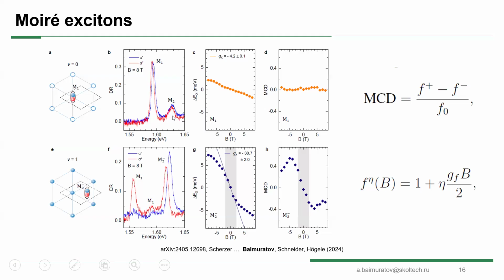Here everything is like 4, -4. And you have a question or what? No? Okay. But actually, the blue peak is higher. It means that the oscillator strength is also redistributed. Yes, yes. This is interesting.